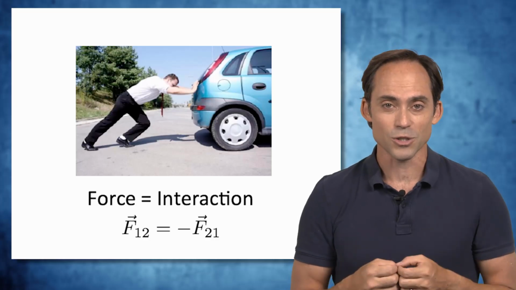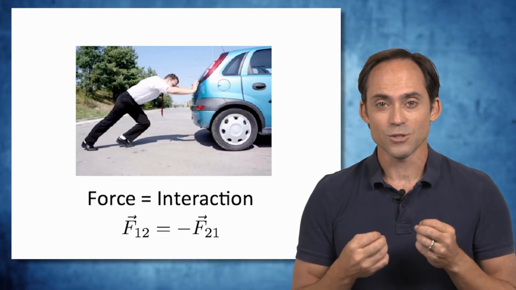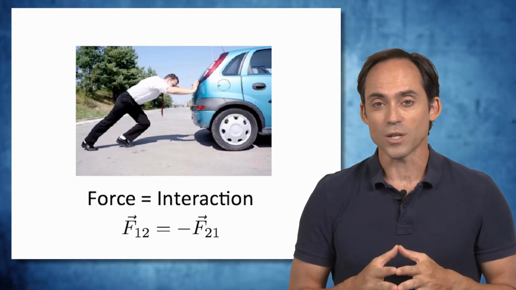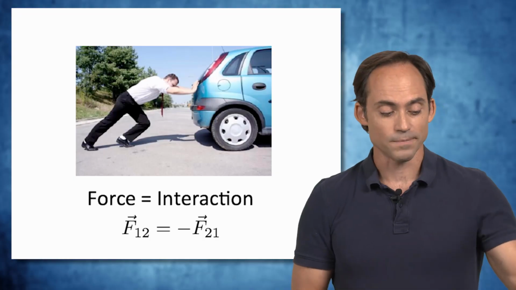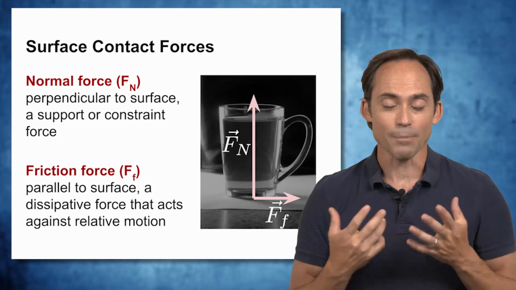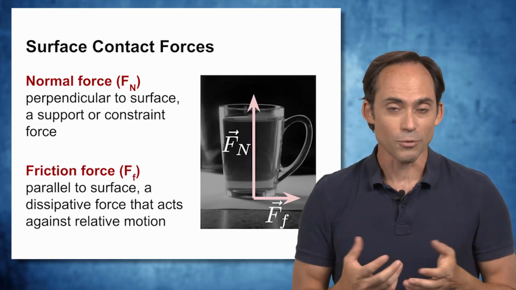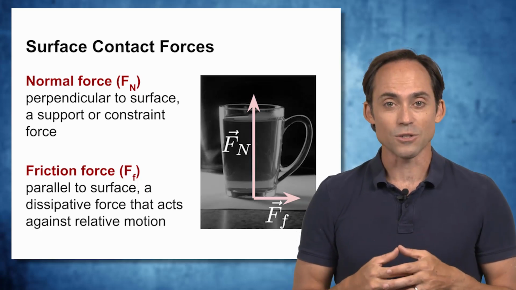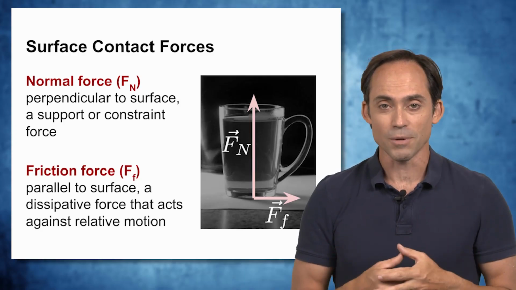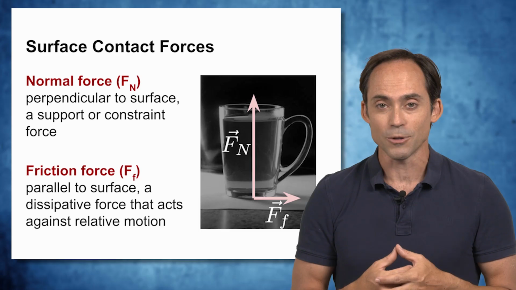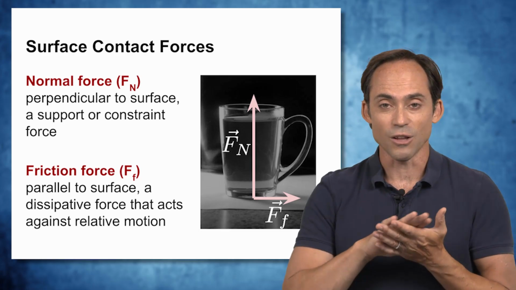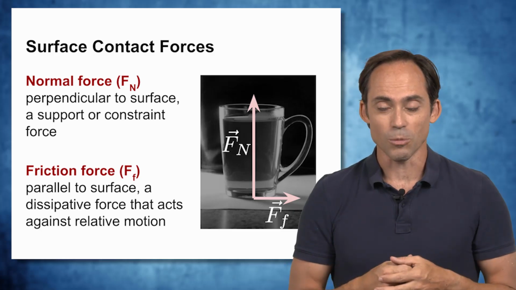So for example, in this picture, the surface of the hand is in contact with the surface of the car. At that place, we're going to see contact forces operate. Now there's two different forces that act at these surfaces, and they act perpendicular to each other. The normal force is a force that acts perpendicular to the surface, and it's a support force. It will hold an object up if, for example, a glass is on a table. It will also constrain the motion of an object to stay along that surface. That's the role of the normal force.